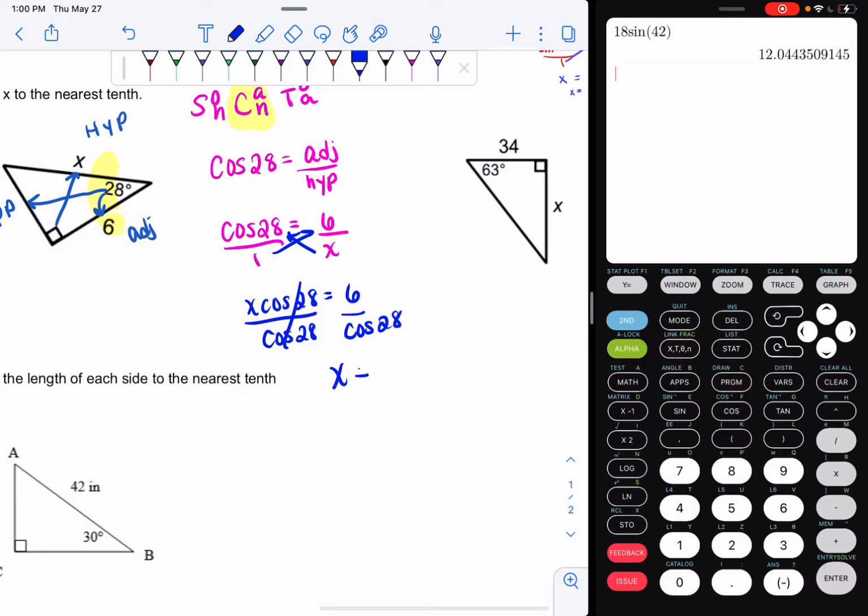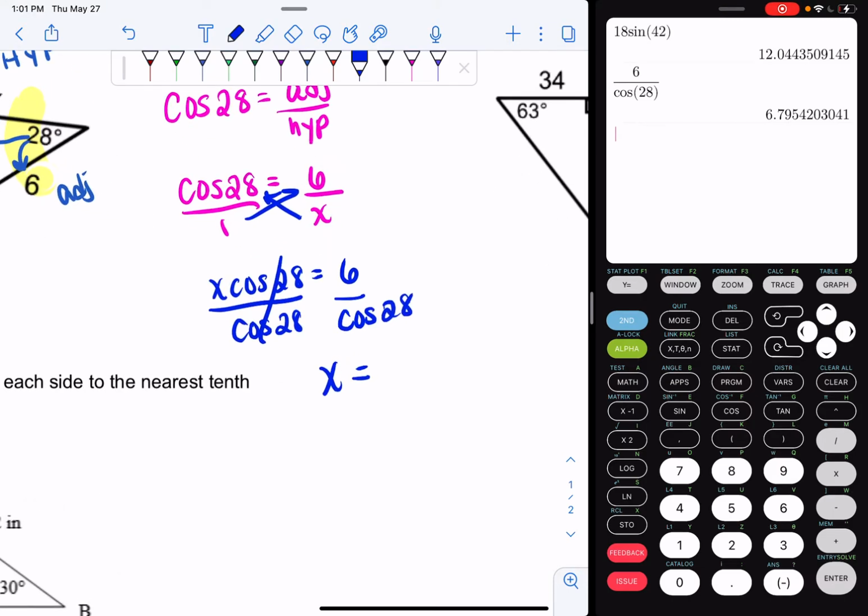So x is equal to 6 over cosine of 28. I'm going to type that into my calculator: 6 over cosine 28. I hit enter, and I get 6.79. But the thing is, we want to round to the nearest tenth.